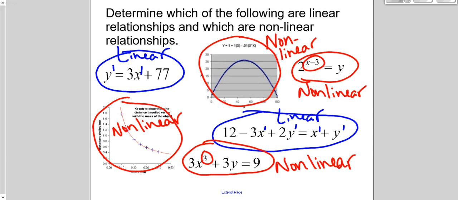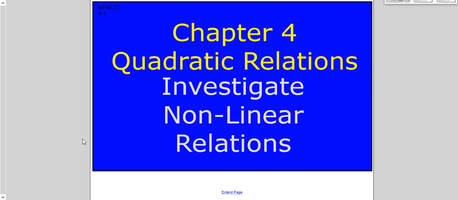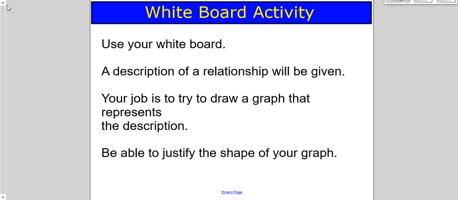So as long as your equations just have exponents of 1 on them, then it's linear, but anything else would be non-linear. So what we're going to start talking about in this chapter 4 is all about quadratic relations. The first thing that we want to do is look at whether or not we have a linear or non-linear relation. So if you're able to, draw a quick sketch of what you think the graph would look like for the following scenarios, and then I'll show you what it really would look like.